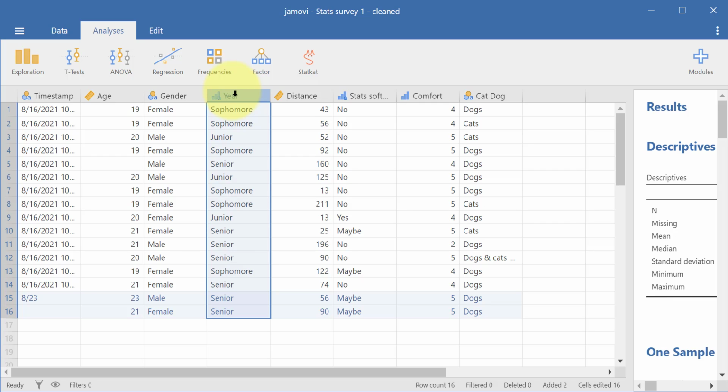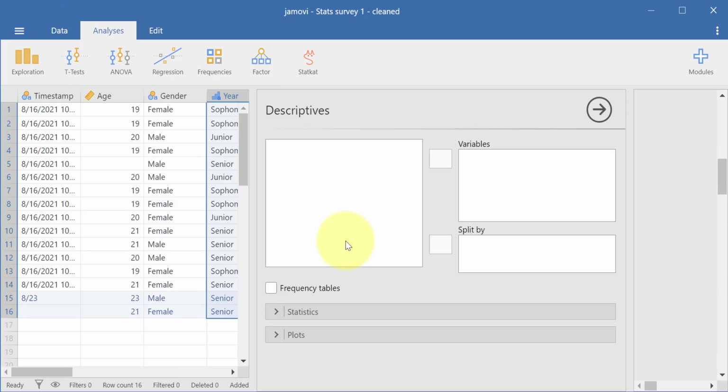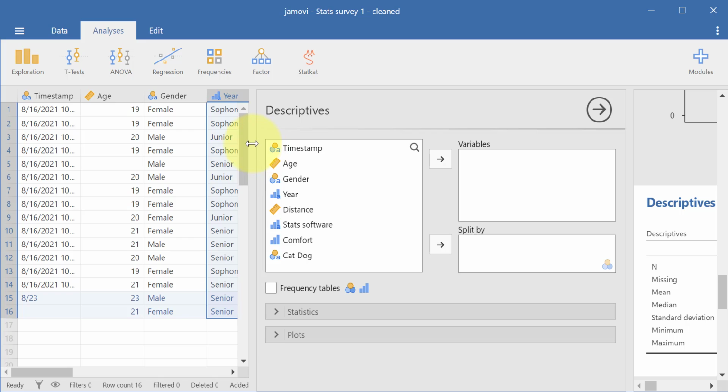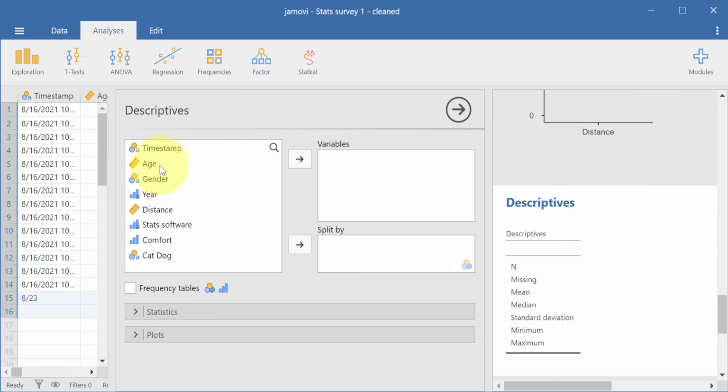I don't really have a direction on this, and anyways, an ANOVA has no direction. I'll test. Some of the things that I can do always at the beginning, it's nice to explore. Let's look at our descriptives. So I am going to look at year and distance.